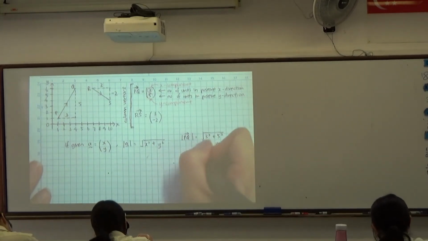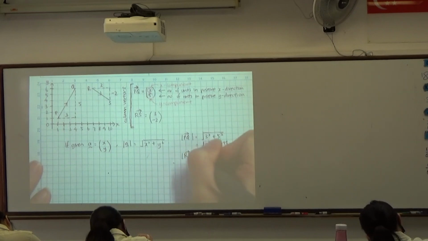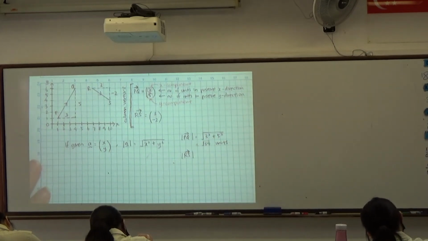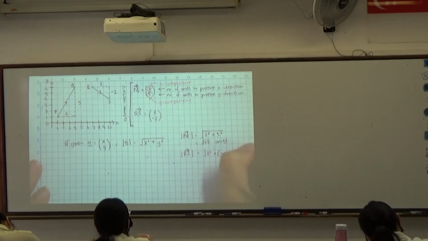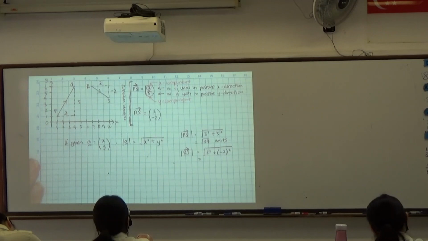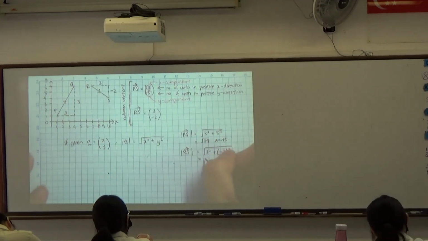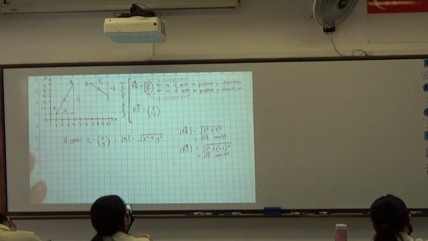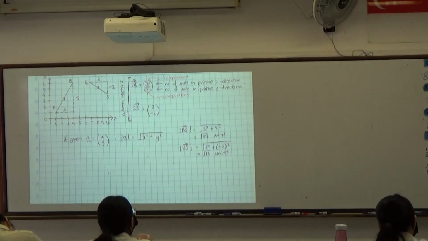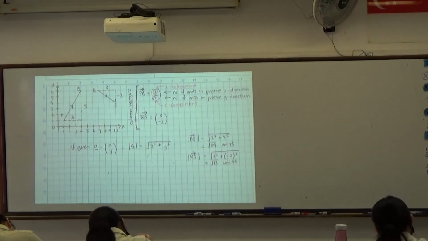And when it comes to finding the magnitude of RS, we will have 3 squared plus (-2) squared. That's 9 plus 4, so square root of 13. You can leave your answer in exact surd form, or you can leave it in 3 significant figures, that's also fine. But usually we write it in surd form, as an exact number.